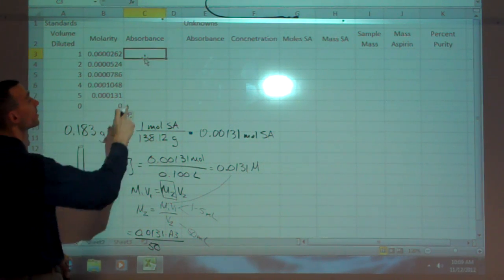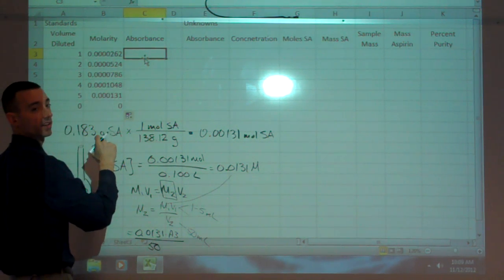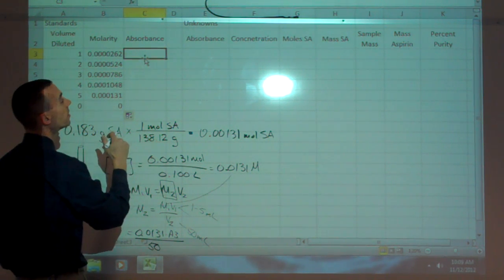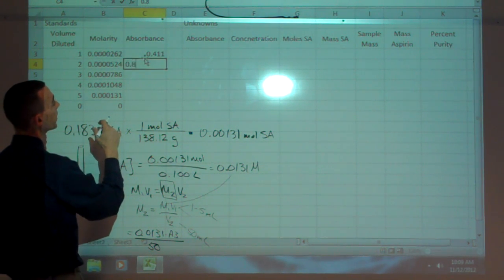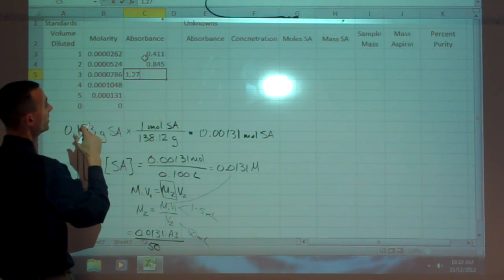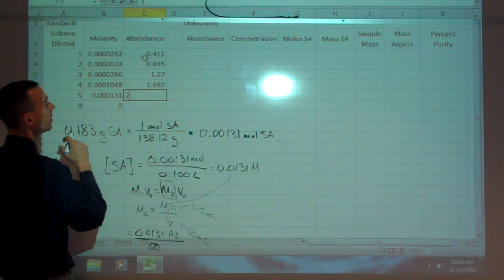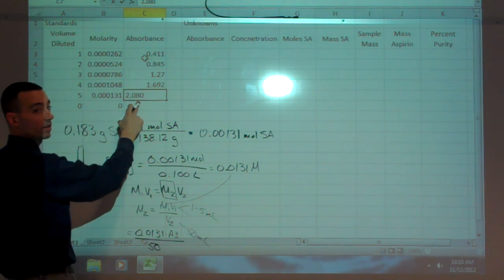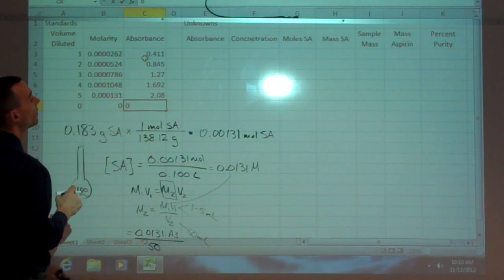Can you guys call out your absorbance values for starting with the 1 milliliter standard? 0.411. 0.845. 1.27. 1.692. 2.080. And then a 0 for that.